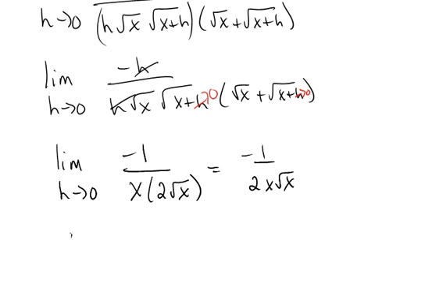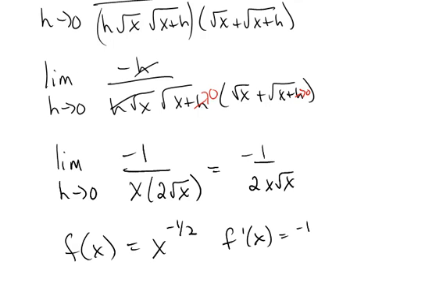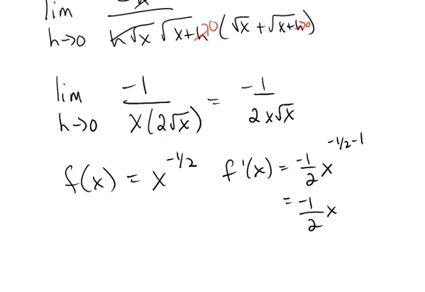Now, if you just use the power rule from the beginning, f of x is equal to x to the negative 1/2, then f prime of x would be negative 1/2 x to the negative 1/2 minus 1, which is negative 1/2 x to the negative 3/2. And we remember that this is the same as saying negative 1 over 2 x to the 3/2, which the square root of x cubed is x times the square root of x. So this is negative 1/2 x on the square root of x. All right, so it's much more fun to do with the power rule.